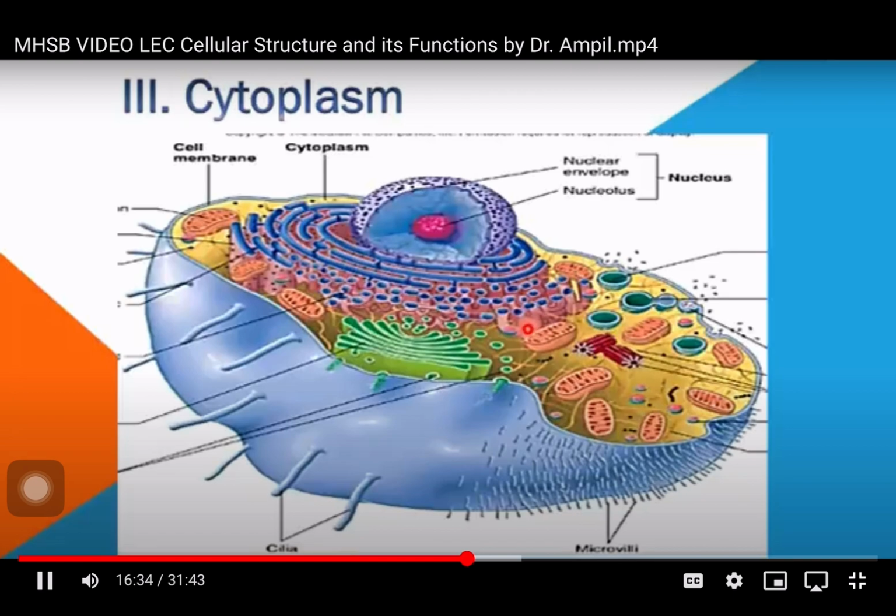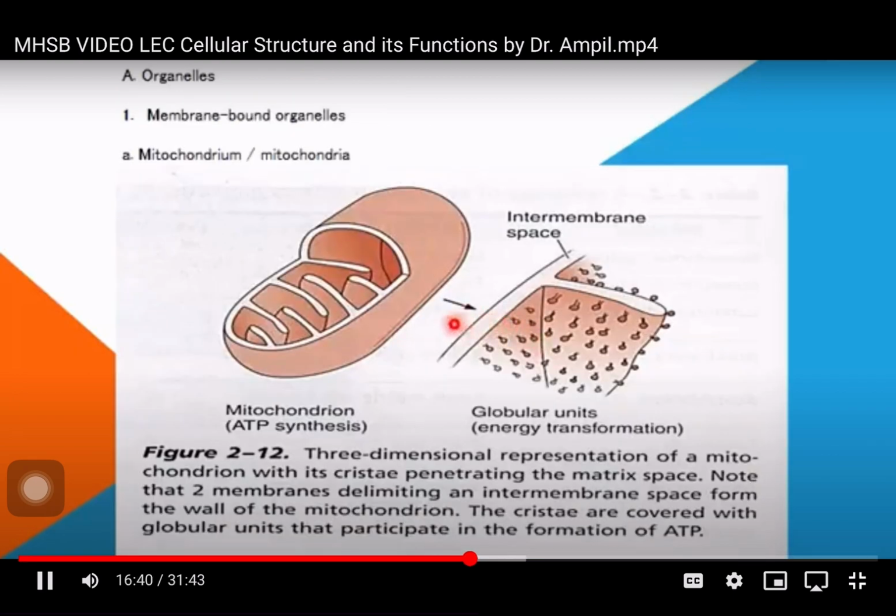So, let us now go into the organelles. Now, organelles are living substances in the cytoplasm performing definite or specific functions. Let's cite first these different membrane-bound organelles. So we have here an electron micrograph showing the structure of your mitochondrium. Note that it has two layers, an outer membrane layer and an inner membrane layer.